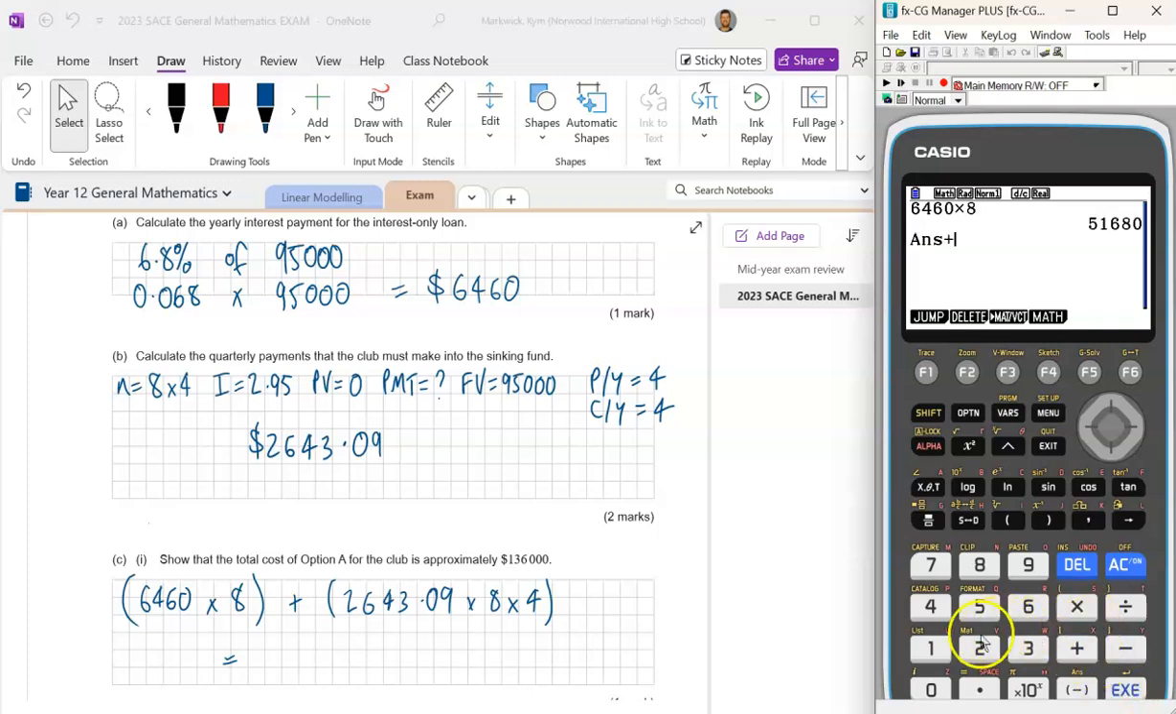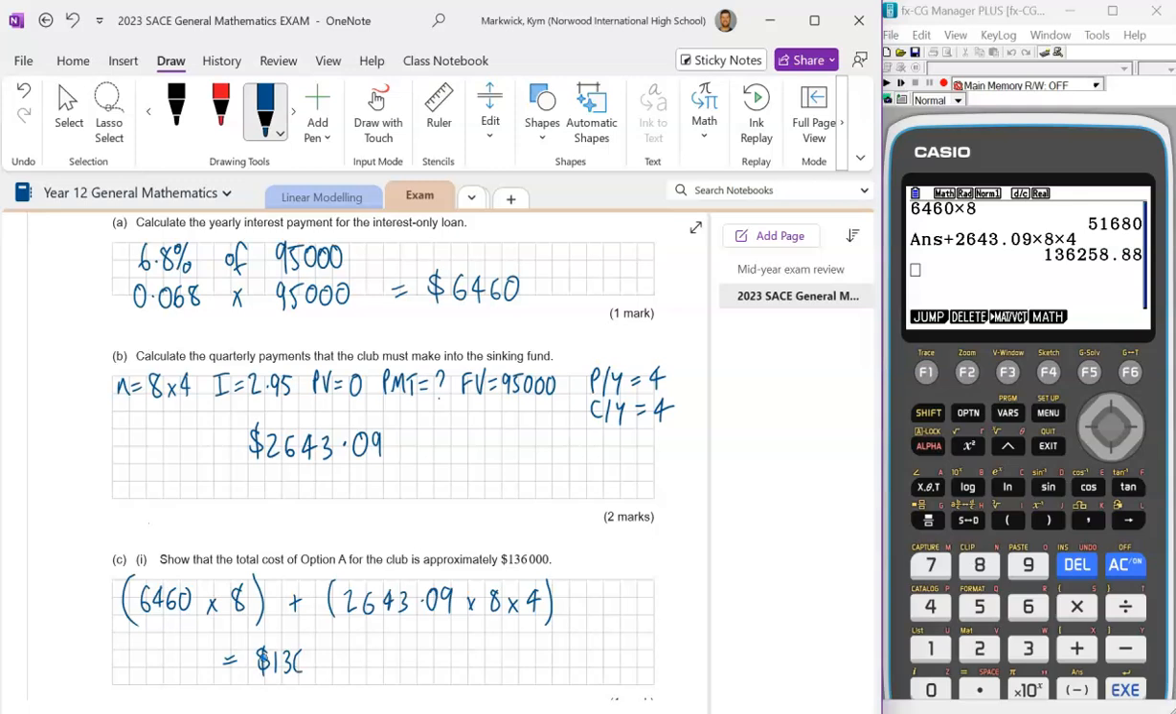Plus, we're going to add the $2,643.09 times 8 times 4. Okay, which gives us a total of $136,258.88. So that's the total cost to the club for option A.